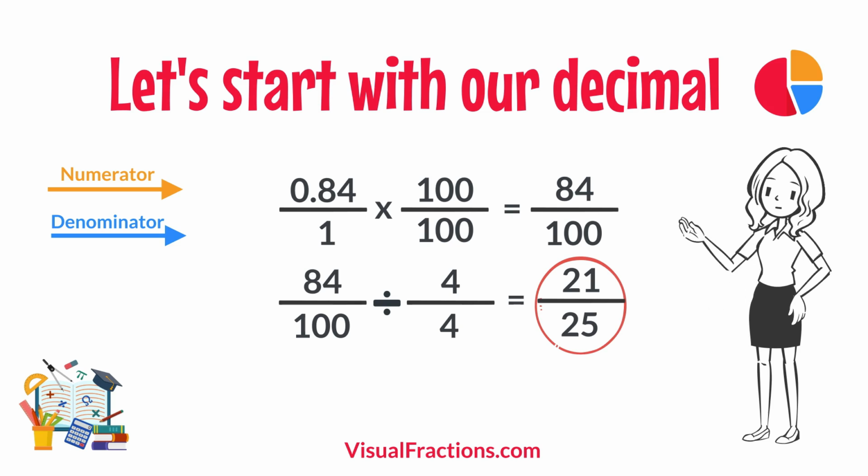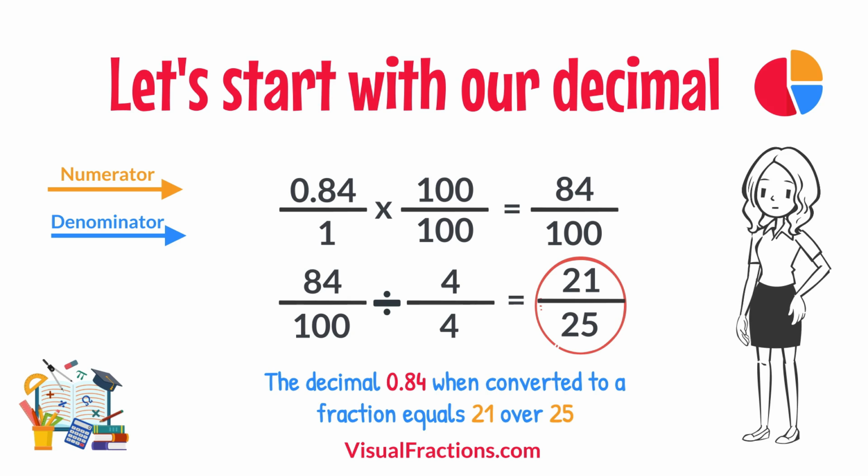And there you have it. The decimal 0.84 when converted to a fraction equals 21 25ths.